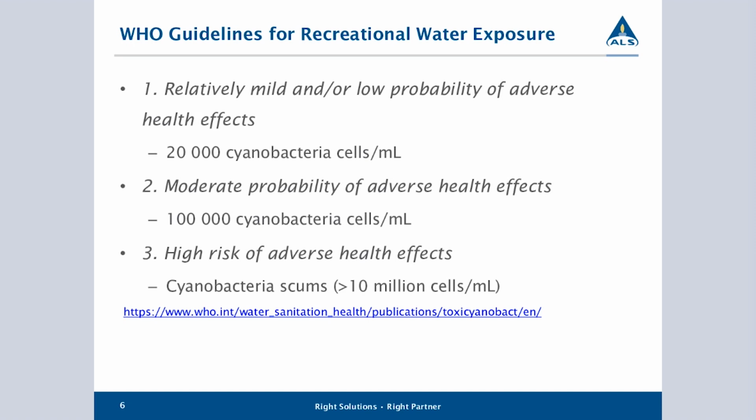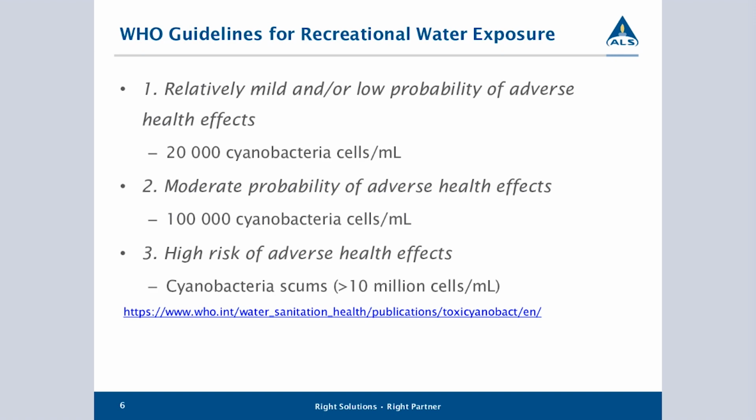Let's look at the first level. It relates to relatively mild and or a low probability of adverse health effects. So they've given this level a guideline of 20,000 cyanobacteria cells per milliliter. This level is for protection against irritation or allergenic effects.